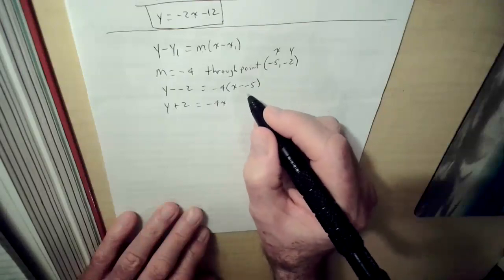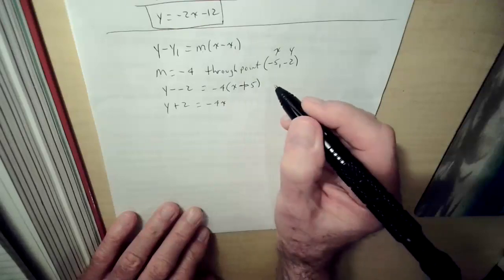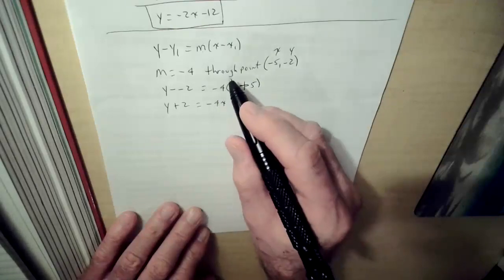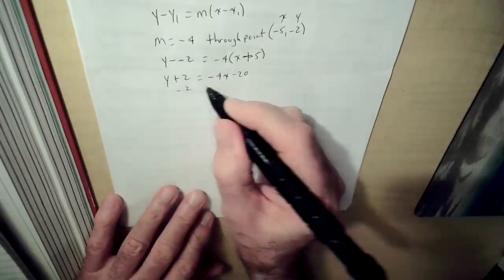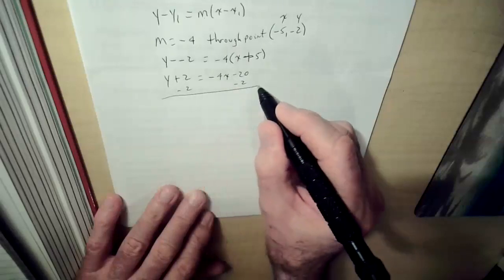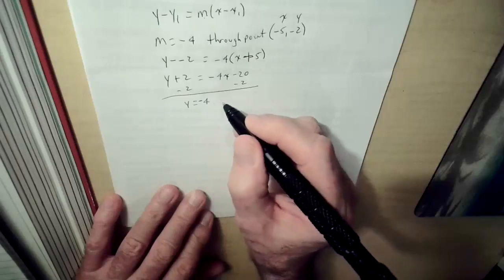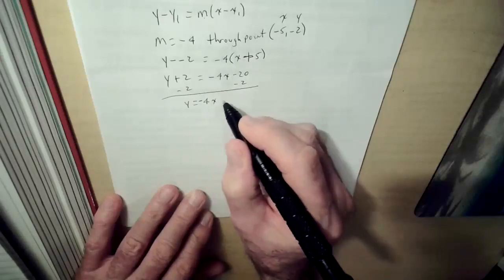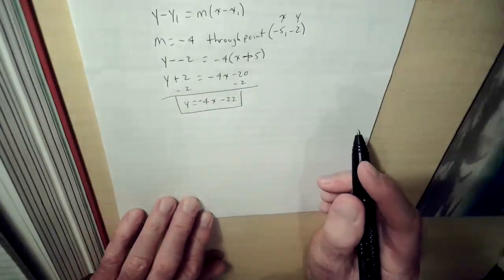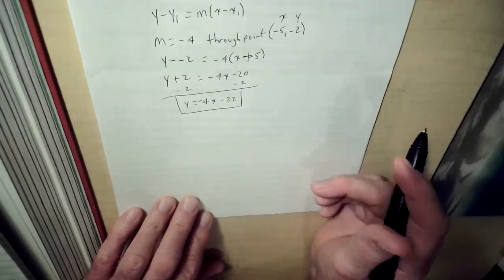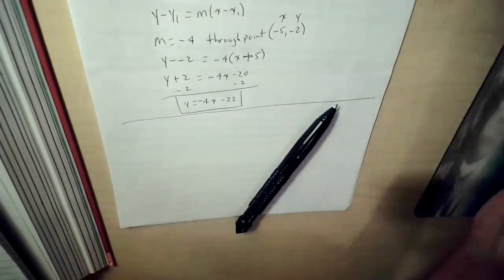We get negative 4x. And this is going to turn out to be plus there, right? Negative 4 times 5 is negative 20. We subtract 2 from each side, and we get y equals, stupid boy, negative 4x minus 22. Okay? Okay. What could be more fun?